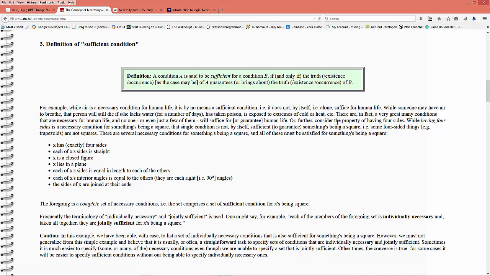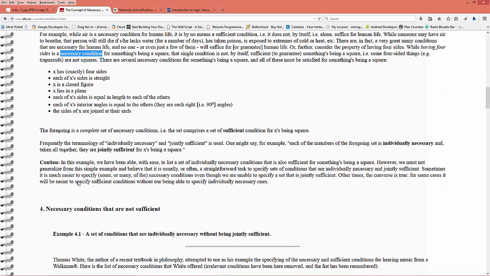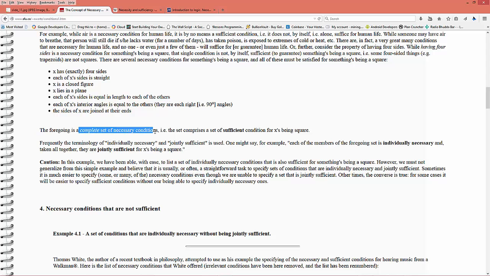Or, further, consider the property of having 4 sides. While having 4 sides is a necessary condition for something being a square, that single condition on its own is not sufficient to guarantee that something is a square. There are several necessary conditions for something being a square, and all of these must be satisfied. For example, x has exactly 4 sides, each of x's sides is straight, x is a closed figure, x lies in a plane, etc., etc. Thus, the foregoing is a set of necessary conditions, i.e. the set comprises a set of sufficient conditions for x being a square.